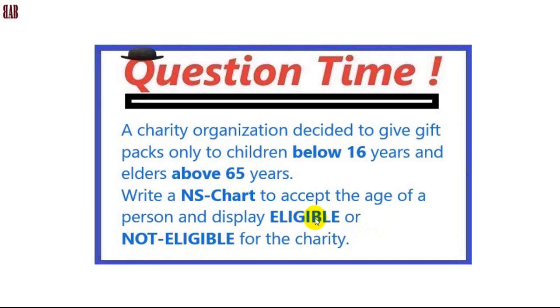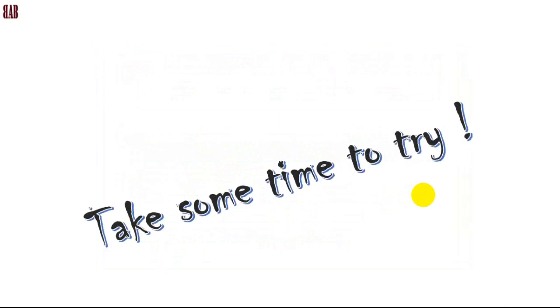You have to say eligible if the age is below 16 or if it is above 65, right? Below 16 means children, above 65 means adults. Only these two categories will be eligible. Anyone between 16 and 65 will be not eligible. So that's what we have to do. Right? So first you take some time and try on your own.